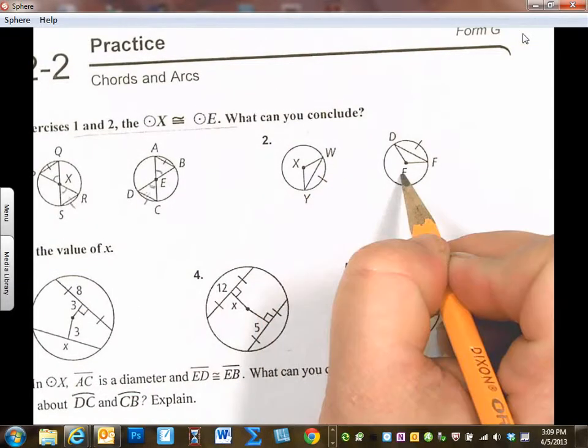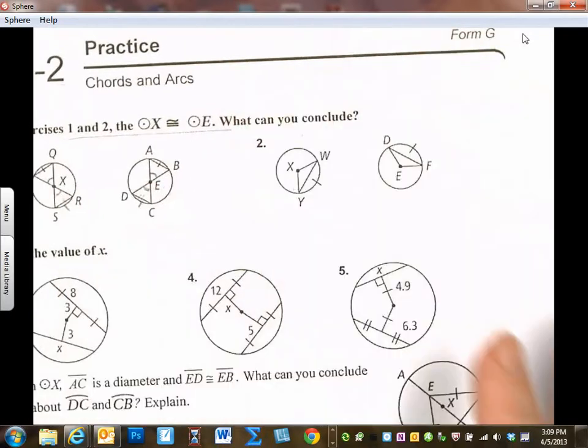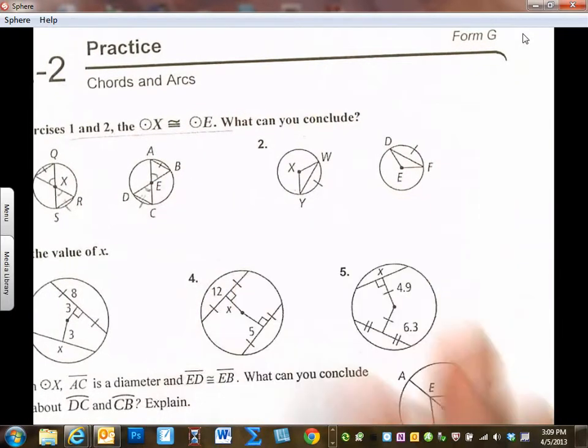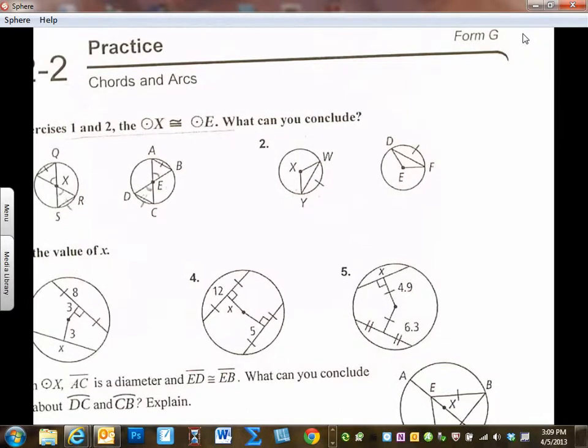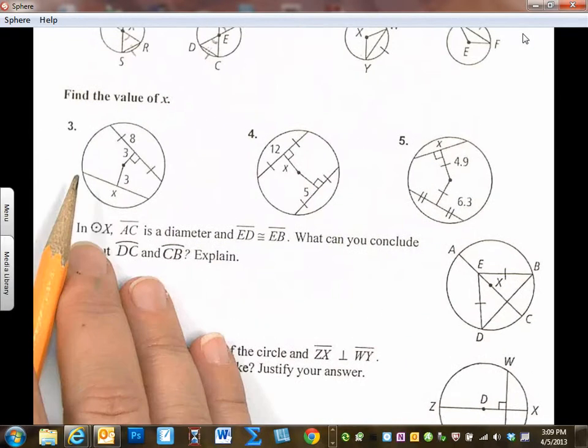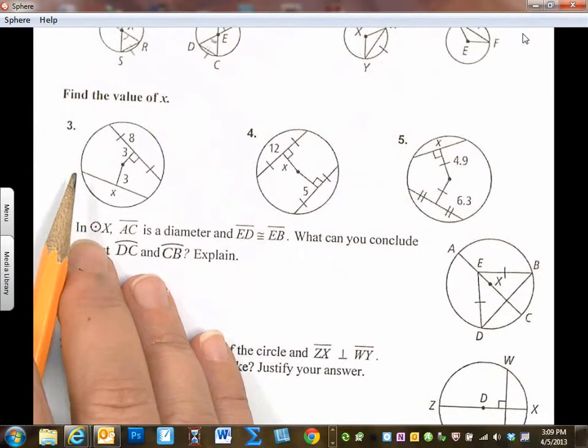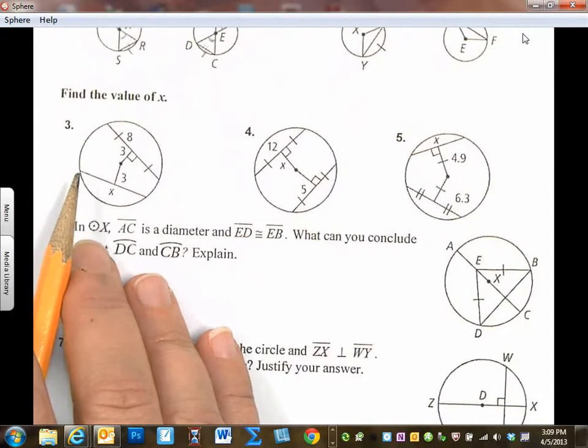Here again, we have congruent. I want you to write everything you think is congruent. Give them some names. This is a great activity for practicing arcs, for practicing chords, for practicing central angles. I want you to think about what is going to be congruent and what isn't. Look down here at number 3, or maybe you would prefer if I did 5.